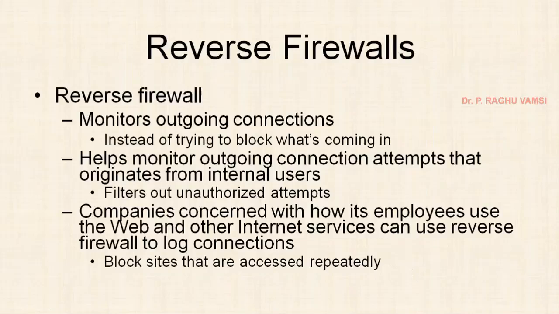Next one is reverse firewalls. The reverse firewall is nothing but one that monitors the outgoing connections. Majorly, firewalls will observe the incoming connection. The reverse firewalls are the ones which will monitor the outgoing connection. Instead of trying to block what's coming in, they will go for monitoring the outgoing connections, that is, from the internal network to the public network. It helps monitor outgoing connection attempts that originate from internal users, and filters out unauthorized attempts.